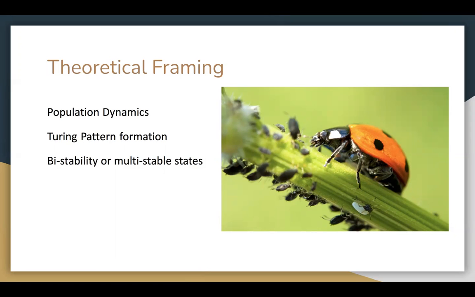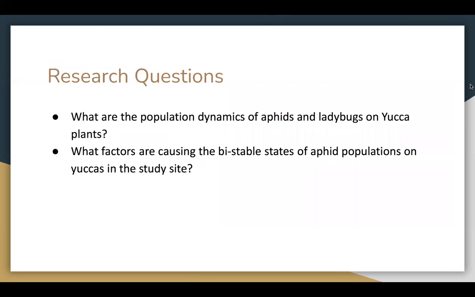Additionally, observed from our data, we have bistable states, or in other words, two stable equilibrium states, with either very large aphid populations in some patches and very few aphids in the other organized patches. This leads us to our research questions, which are: what are the population dynamics of aphids and ladybugs on yucca plants? And what factors are causing the bistable states of aphid populations on yuccas in the study site?